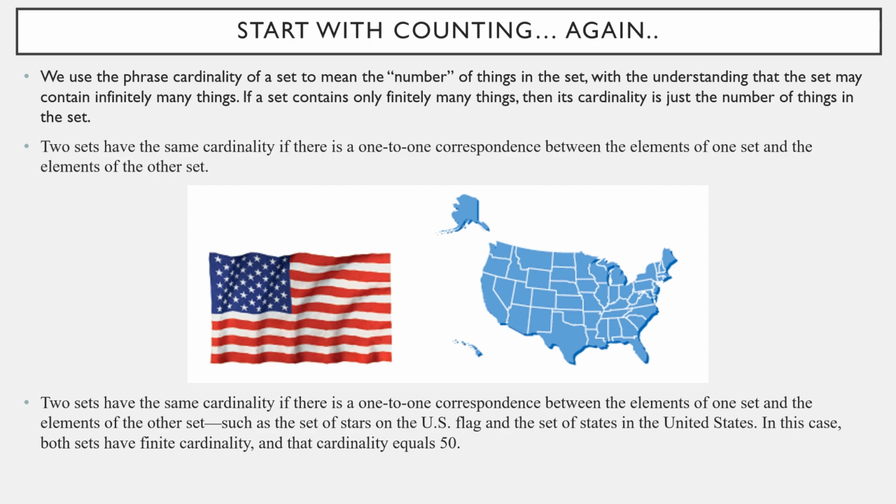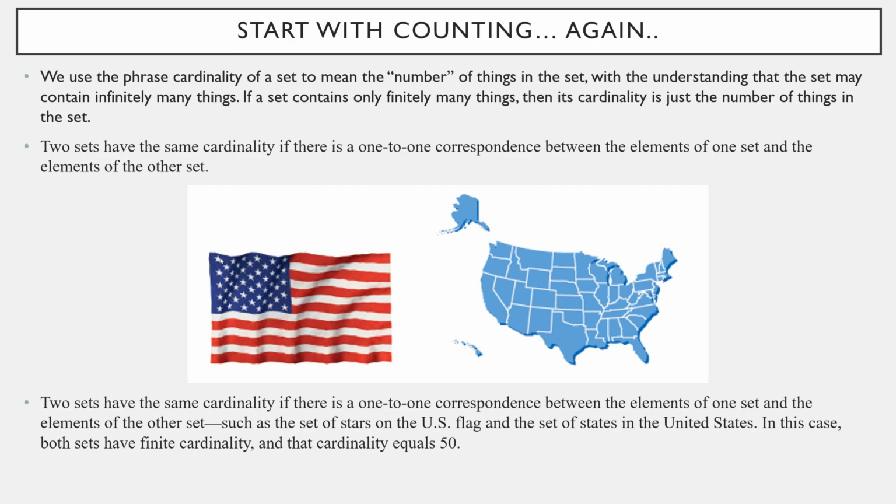Two sets have the same cardinality if there is a one-to-one correspondence between the elements of one set and the elements of another set. So if you can map them one-to-one, they have the same cardinality. Here's an example. The set of stars on the US flag has 50 elements, and the set of states in the United States also has 50 elements.